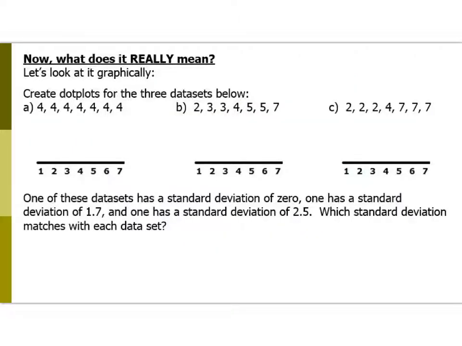So what does it really mean? Let's look at it graphically. I want you to take a second and create dot plots for these 3 graphs. So the first one, I have exactly the same data points. I think I ran out of room. Pretend there's another one right there. All right, then I have 2, 3, 3, 4, 5, 5, 7. I do really great dots with my stylus here.